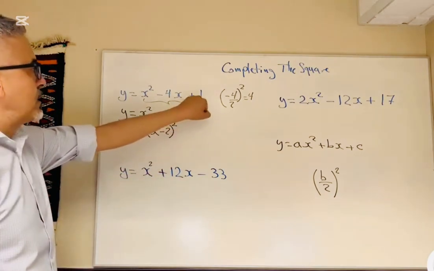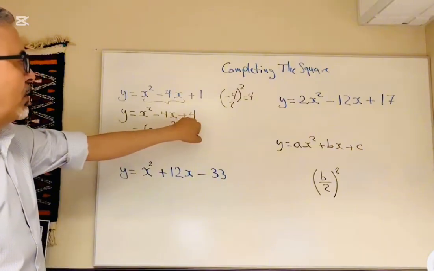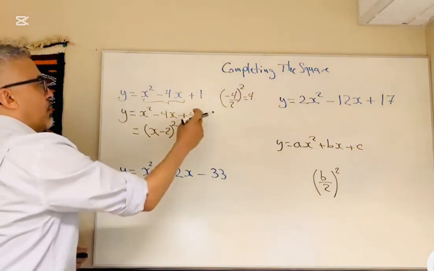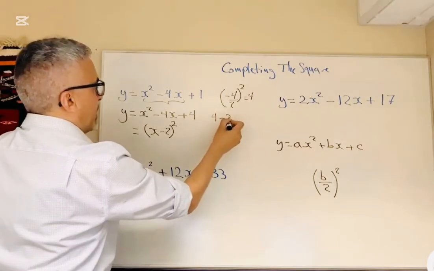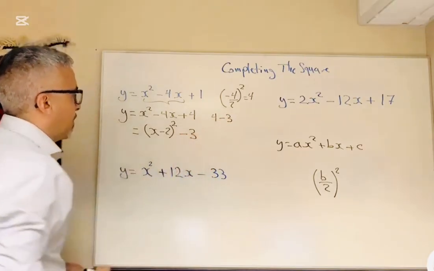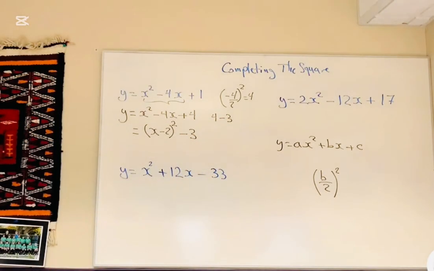Now, this was originally 1, and now it became 4. So what do I need to do to this 4 to make it become 1? I have to take away 3. So that's what you write here, -3. So that's the shortcut of doing this.